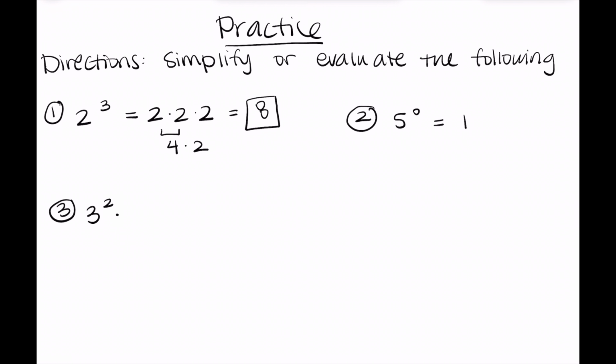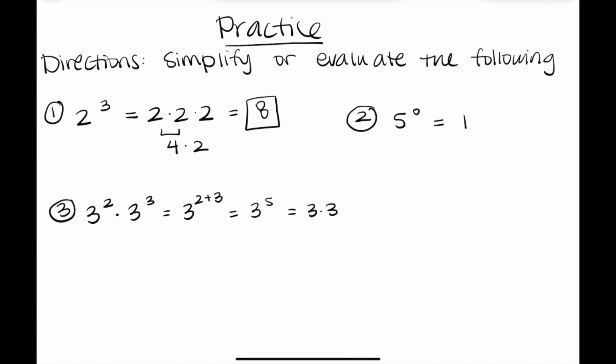For number 3, we have 3 to the power of 2, or 3 squared, times 3 to the power of 3, or 3 cubed. What do we do when we're multiplying numbers with the same base? We will add their exponents. So for 3 squared times 3 cubed, we will go ahead and add the 2 plus the 3. And when we do that, we get 3 to the power of 5.